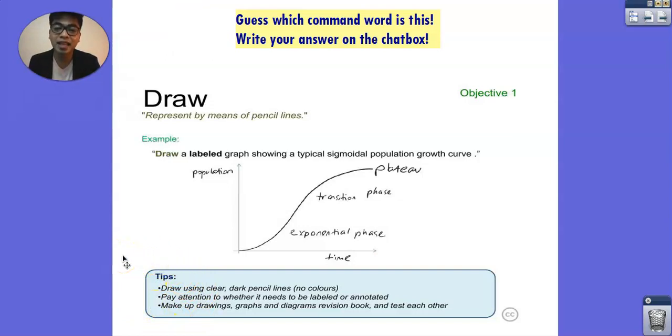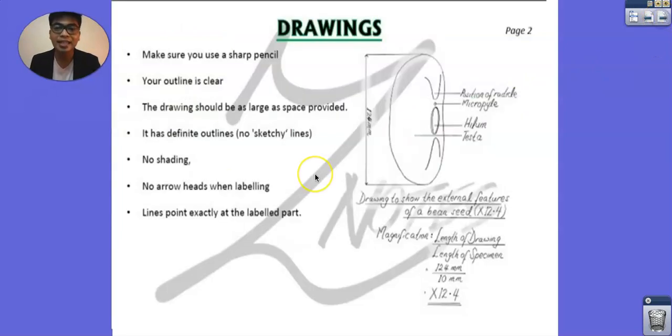First, it needs to be clear, dark pencil lines with no colors, and pay attention to whether it needs to be labeled or annotated. Annotated means that you need to write something on it. You need to make up drawings, graphs, and diagrams on your revision books and test with each other. So here is an example of drawing.